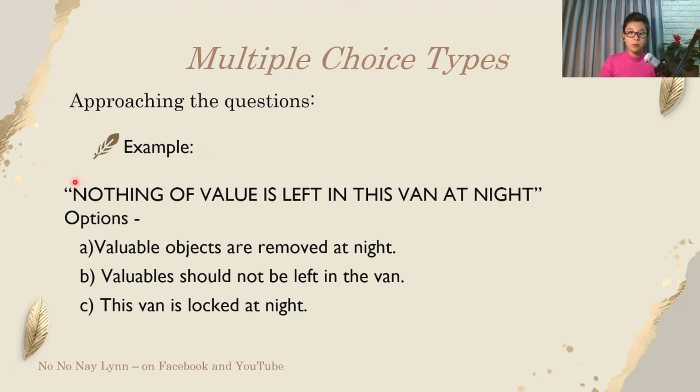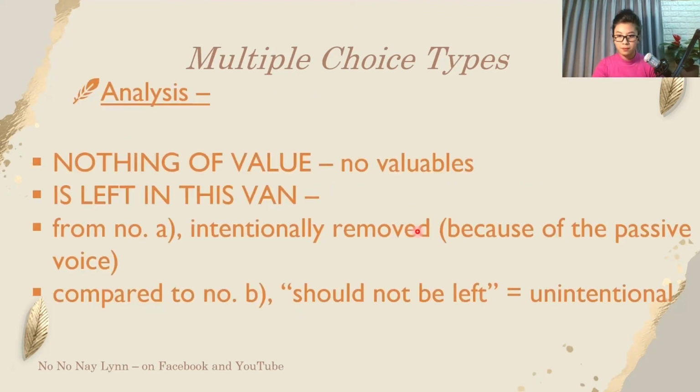Okay, so we have an example here. It says, nothing of value is left in this van at night. So this is the question statement, a very short statement, but we have to look at this statement and then do your analysis. These are the given options. Valuable objects are removed at night. Valuables should not be left in the van. Or this van is locked at night. So what's better for you to do is to pause this video right now and choose your answer.